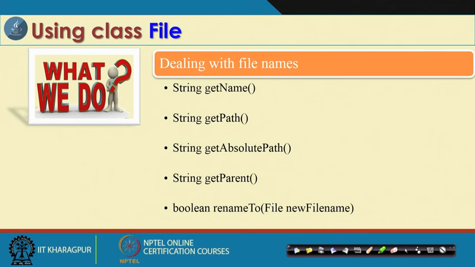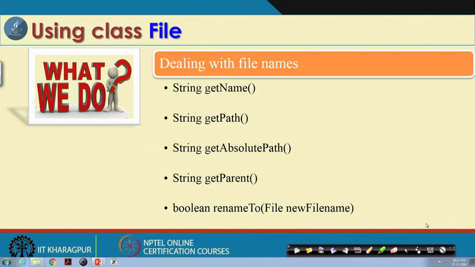Get absolute path, it is basically from any directory it will find and then the path will be there. Get parent, what is the directory above, where the file is present, and then rename to, if you want to rewrite the file into some other name, that is also possible using this file object. So, these are many utility methods available related to the file.